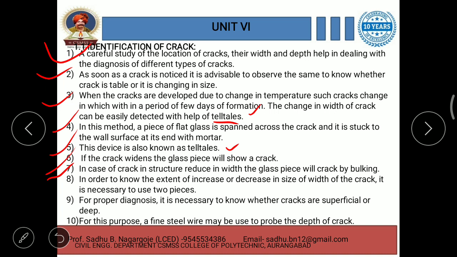If the crack in the structure reduces in width, the glass piece will crack by buckling. In order to know the extent of increase or decrease in the width of the crack, it is necessary to use two pieces. Then again, for proper diagnosis, it is necessary to know whether cracks are superficial or deep. It must be known before the diagnosis. For this purpose, a fine steel wire may be used to probe the depth of the crack. So these are some points you need to keep in mind while identifying cracks.